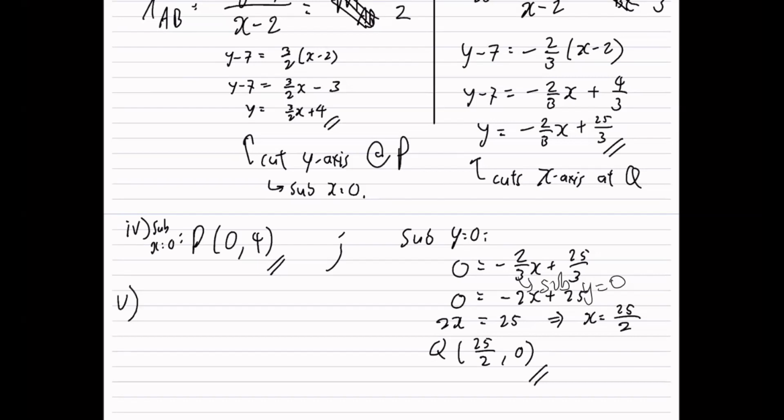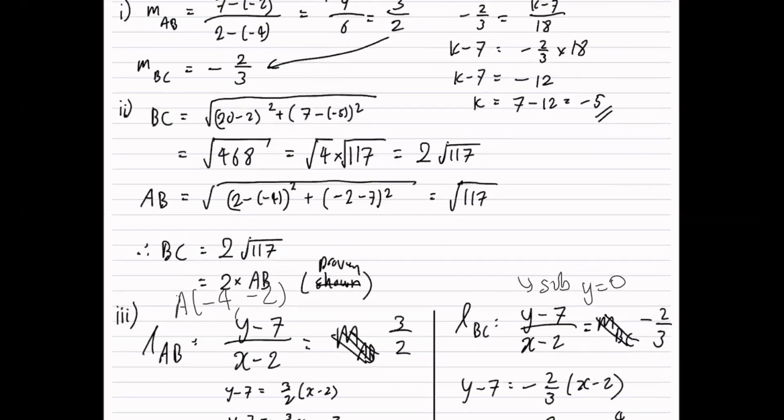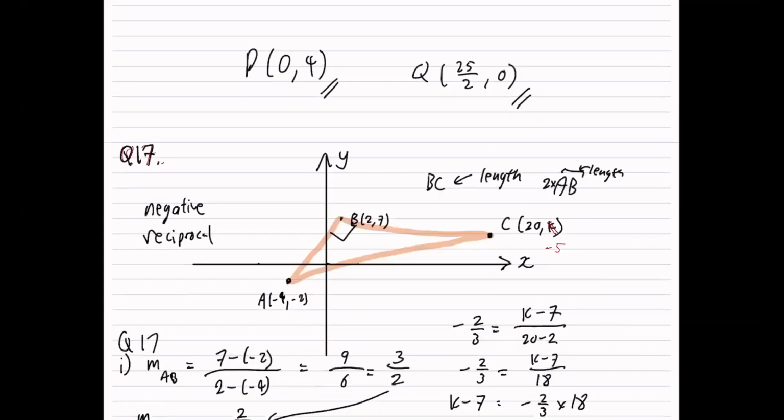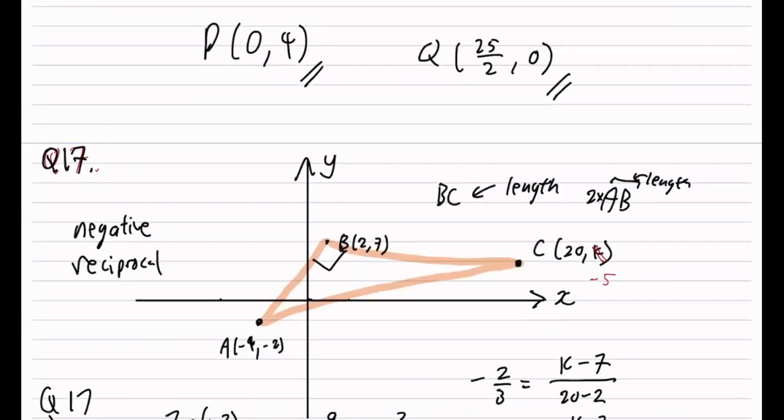Now move on to part 5. Prove that APQ is not a right angled triangle. What's APQ? I have no idea. I need to go back to my diagram now. (0, 4) and (25/2, 0). When they say right angle, I no longer trust the math anymore. I trust the picture, or at least combined with the math. So, wow, talk too much.